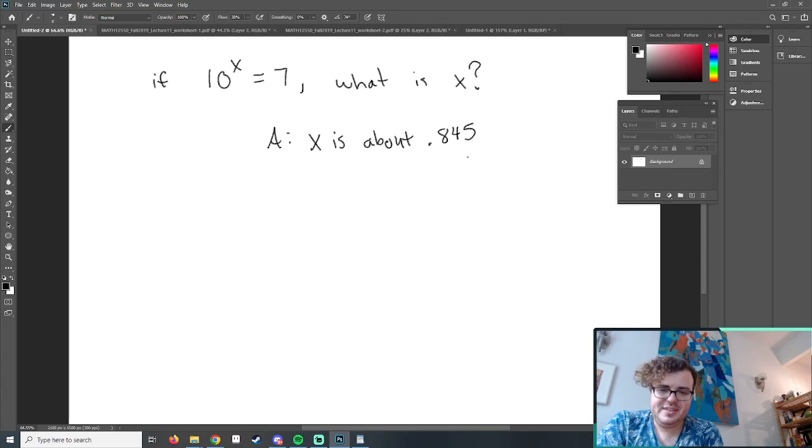Well, for a long time, the answer was simply that you would make these calculations. There were ways to make estimates, right? For example, I know that 10 to the 1 equals 10, so the number that I raise 10 to get 7 must be less than 1. I know 10 to the 0 equals 1, so the number I raise 10 to get 7 must be more than 0. That's not great, but it's a start.